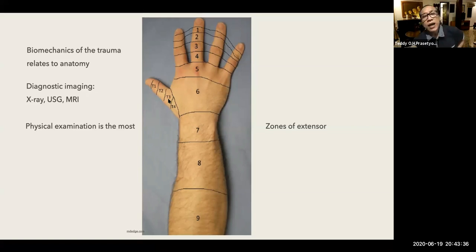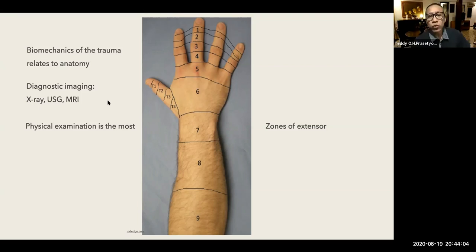All right. So the biomechanics of the trauma relates to the anatomy. Once we realize the positions of those extensor structures, and also the definitions of the zones here, it makes it easy to predict what structures are involved underneath the skin or inside the wound, let's say when we deal with wounded patients.